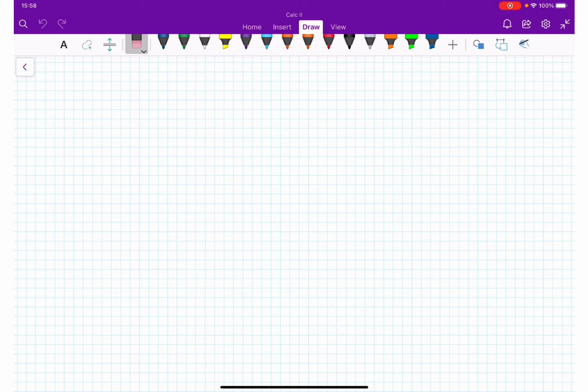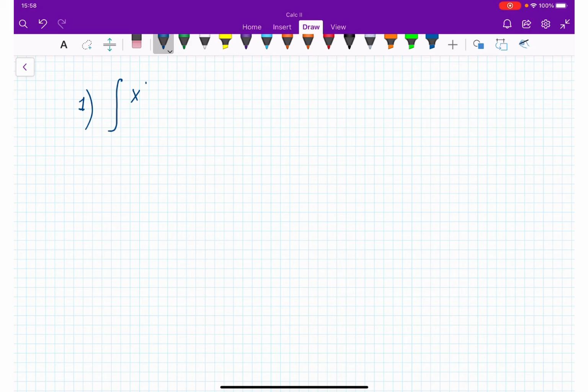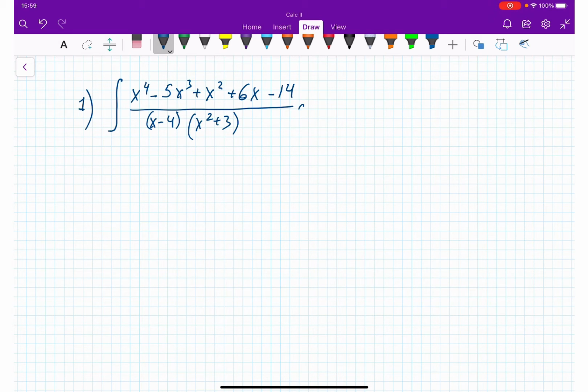We are continuing to do integration with the method of partial fraction decomposition with linear factors, with the purpose to integrate these rational functions. So we have the following integral: x to 4 minus 5x cubed plus x squared plus 6x minus 14, all this divided by x minus 4 and x squared plus 3, dx.